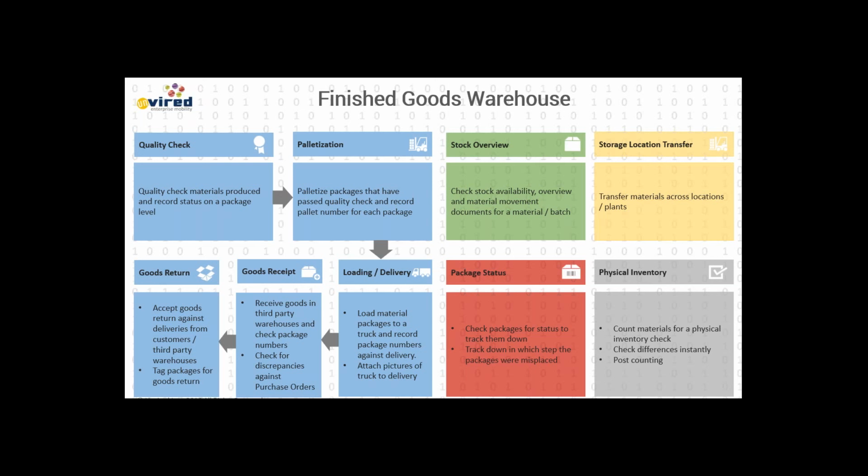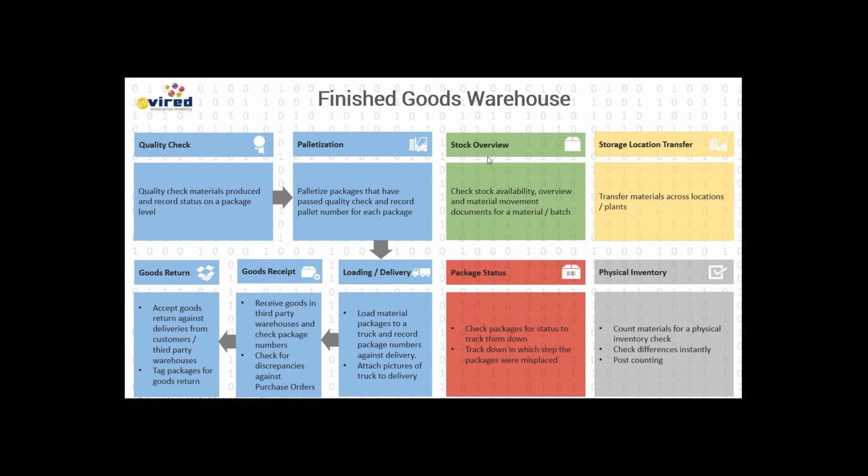If goods are being returned from customers or third-party warehouses, you could take that in from an inbound delivery, and scan those packages with the help of a mobile application so that you can track exactly which package was returned. And then you can go back and do a thorough check in terms of when the quality check was done, who actually passed the quality, why it was being returned, basically an audit.